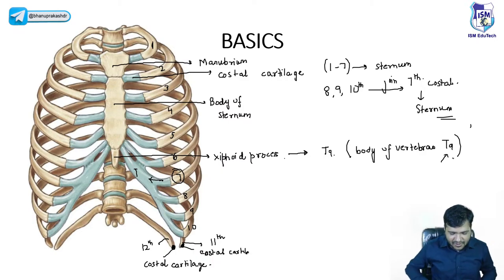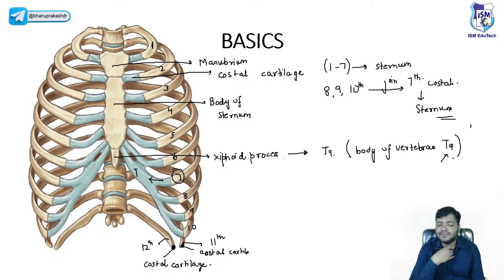T9 means which vertebra here, beta? T9 means we have the thoracic. Yes, thoracic vertebra. How many thoracic vertebrae are there? 12. We have 12 thoracic vertebrae, right? When I say T9, it refers to the 9th thoracic vertebra. And the xiphoid process, exactly, is just in front of the body of this 9th thoracic vertebra.